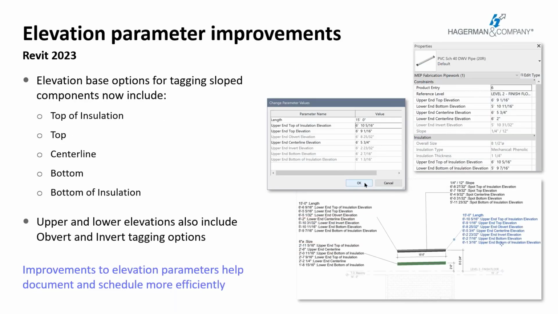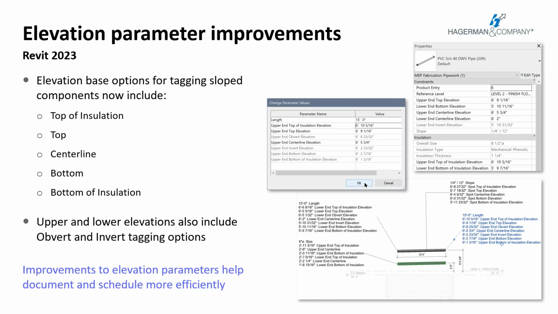All right, here we go. This one's pretty fun too. So in response to a popular topic on the Revit Ideas page, Revit 2023 introduces new elevation parameter improvements for MEP segment tags. So elevation base options for tagging the upper end, lower end, and spot elevations of slope components now include top of insulation, top, center line, bottom, and bottom of insulation.